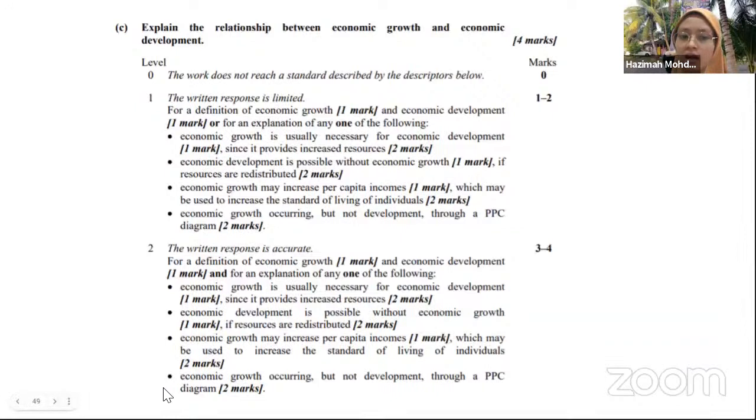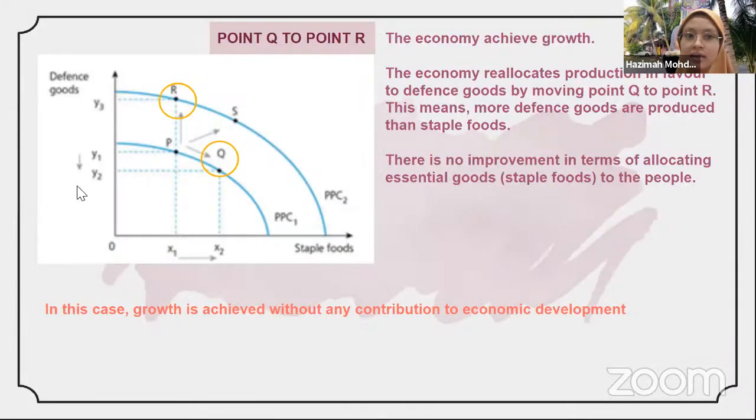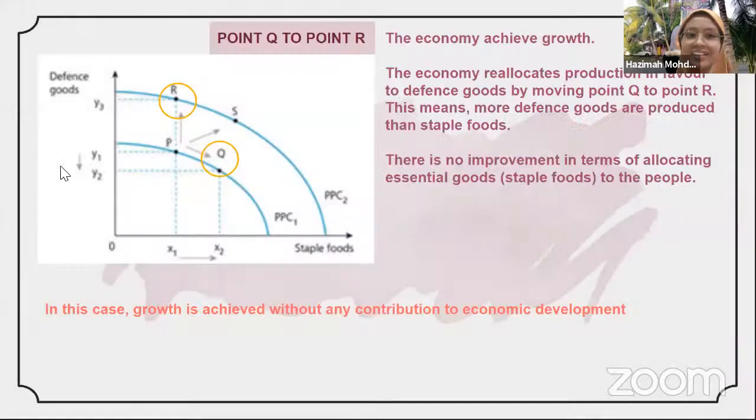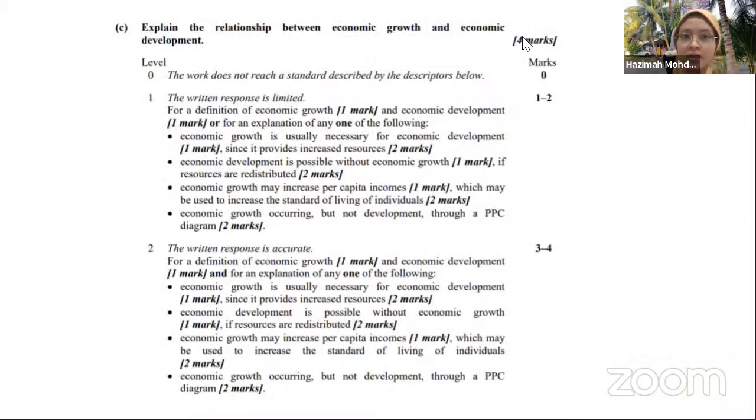And then you can also draw a PPC curve where economic growth occurring but not development. Macam yang case tadi. Case yang ni. Mana? Case yang ni. Ada economic growth sebab ada PPC curve shift, tapi tak ada economic development sebab tak ada staple food increase. Production of staple food dia makin kurang. Macam itulah cara kalau dia tanya explain the relationship between economic growth and economic development.